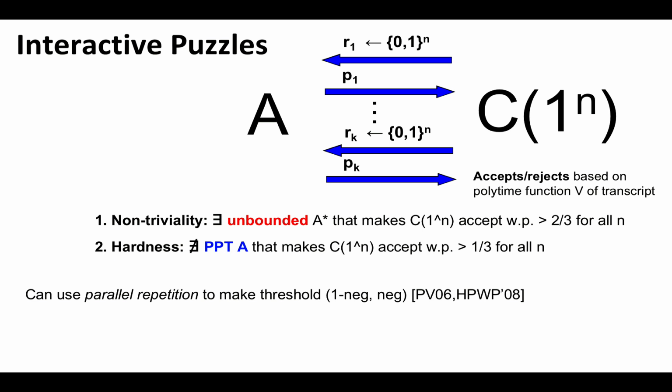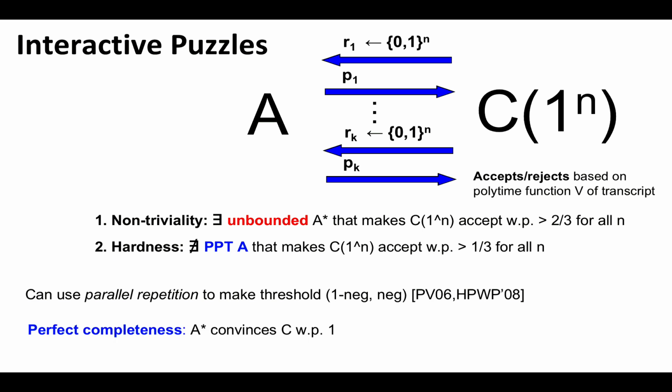And indeed, you can amplify them using parallel repetition. Parallel repetition theorems have been established for public coin interactive arguments. So using exactly the same kind of lemmas that are proven there, it turns out that defining it with 2/3, 1/3 is the same as defining it with 1 minus negligible and negligible.